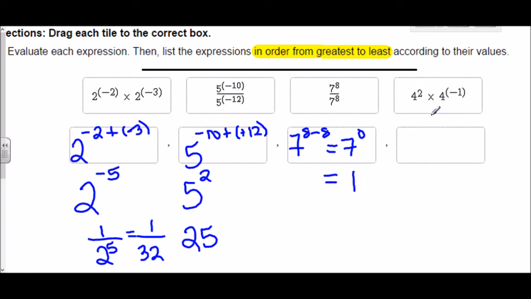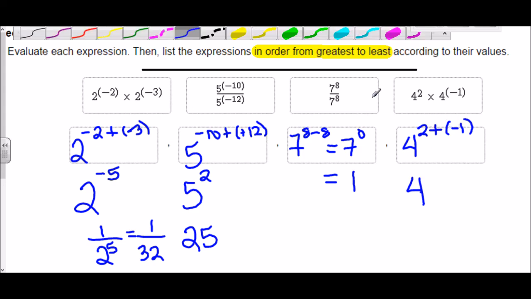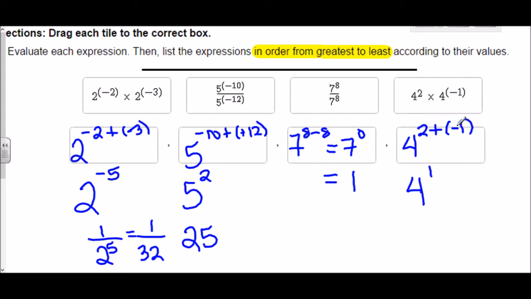4 squared times 4 to the negative 1 is 4 to the 2 plus negative 1, because you're multiplying powers with the same base, so you keep the base and add the exponents. We go back again to the rules for addition. If the signs are the same, you keep the sign and add. But if the signs are different, you find the difference. So that's going to be 2 minus 1, which is going to be 1. You give the sign of the larger number. 2 is larger than 1. So since 2 is positive, the answer is positive. So that means we end up with 4 to the first power. 4 to the first power is just 4.